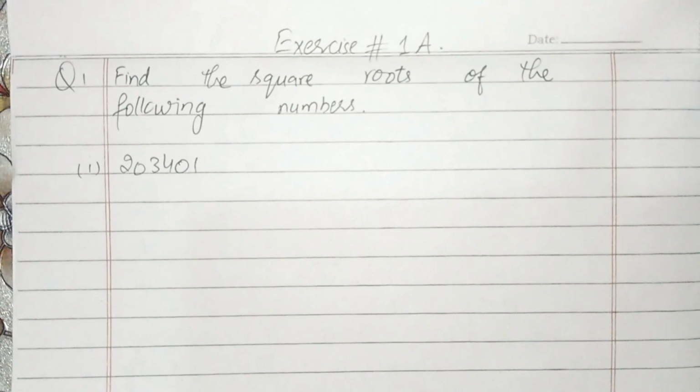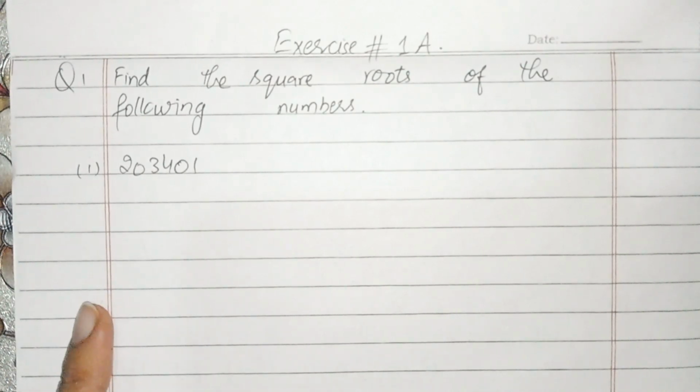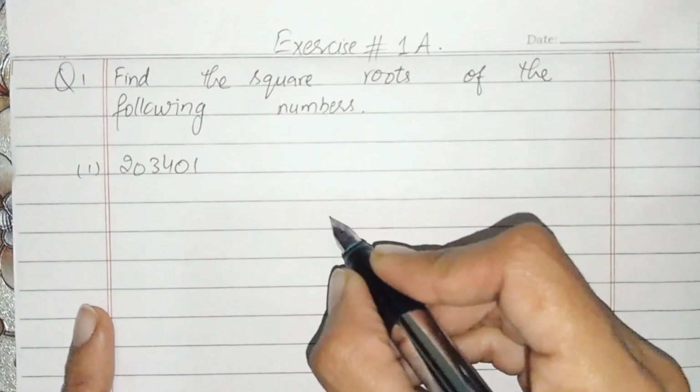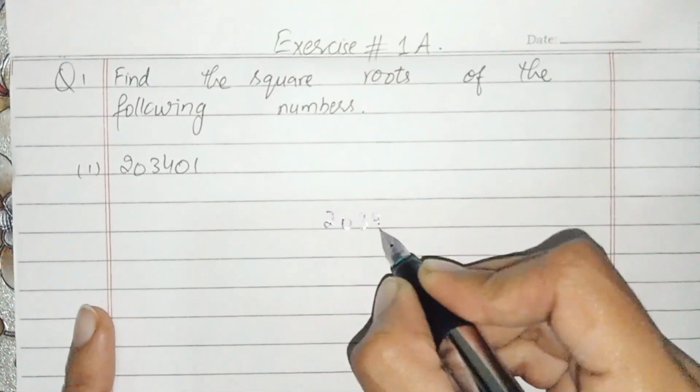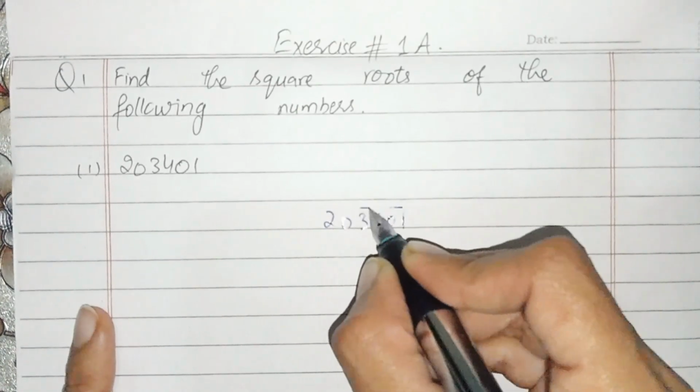There are two methods to find the square root. One is the division method, and the second is the prime factorization or factorization method. Now that is part number 1. I am solving this part by the division method. In the division method, we have to make the pairs first.